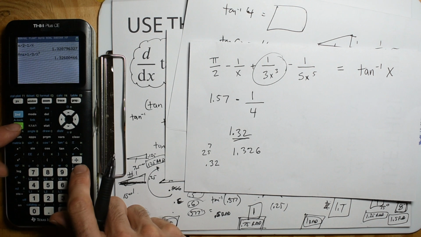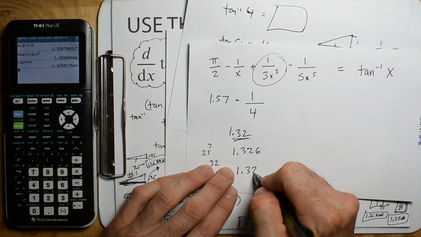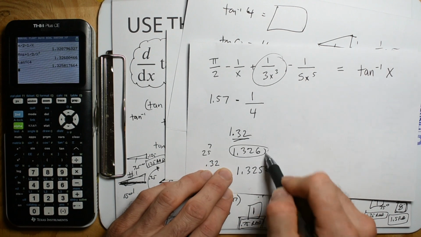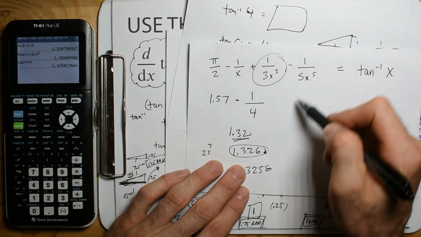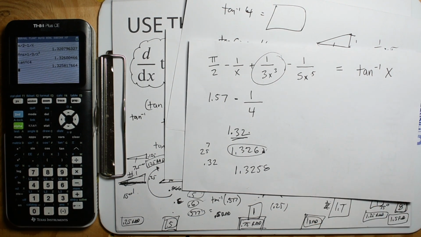And now let's just throw it into our calculator. Inverse tangent of 4, the actual answer is 1.3258. So this is closer, and then we'd also subtract. So, yeah, this is really cool.